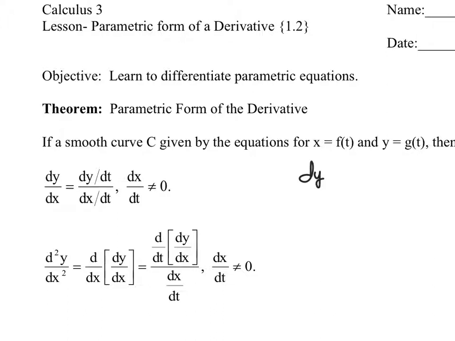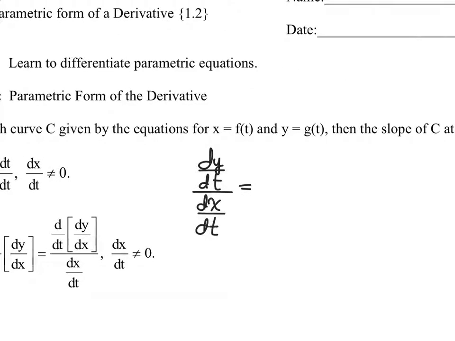dy/dt divided by dx/dt is the same, because these are rates of change, so they're fractions. It's the same as dy/dt, keep change flip, times dt/dx. The dt's would cancel, and you would be just left with dy/dx.